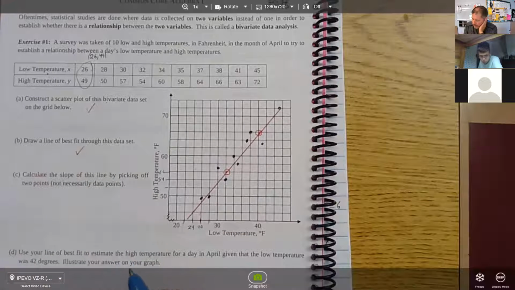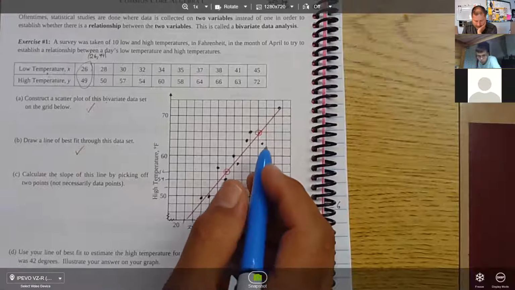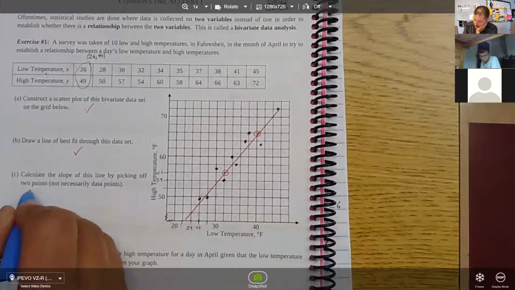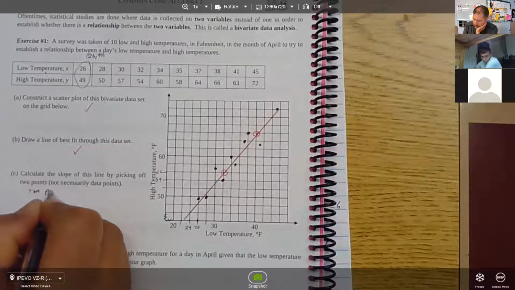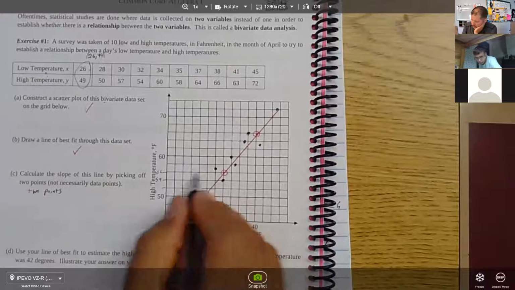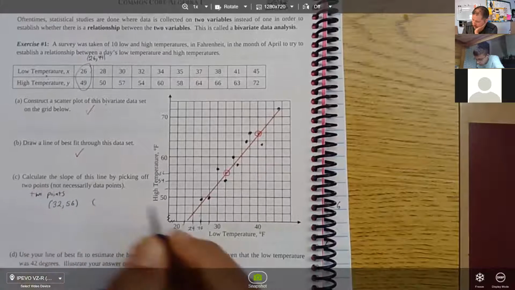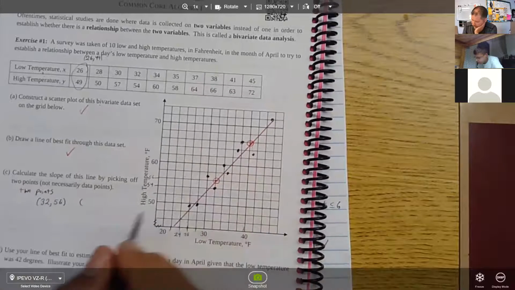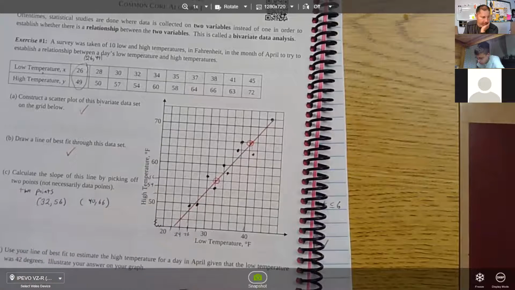Calculate the slope of this line. I'm going to see how much up and over it goes. All right, you could do it from anywhere, but I'm going to find 2 points. I should use my black pen, 2 points that it goes through. Mine is 32, 56. And my other point is 40, 66. You can use my points or you can find your own.